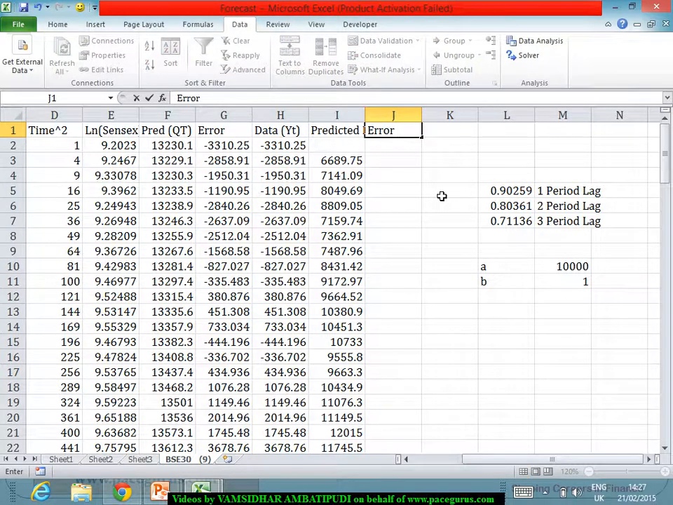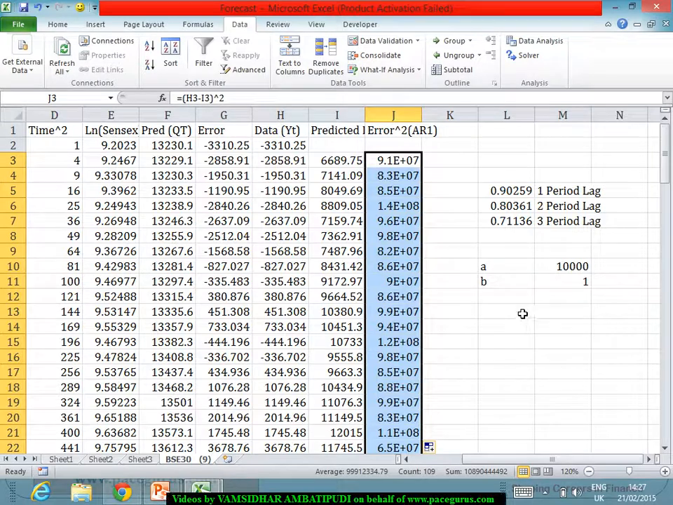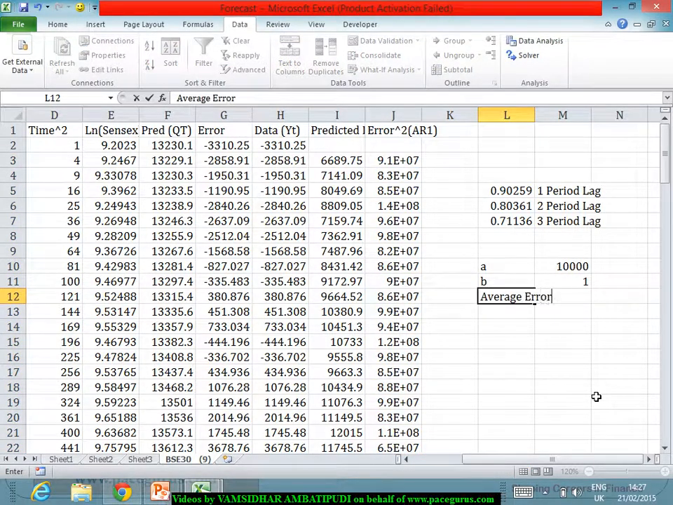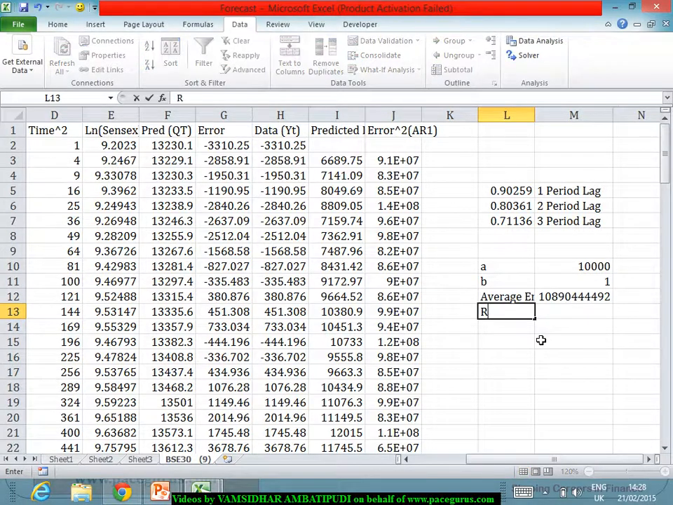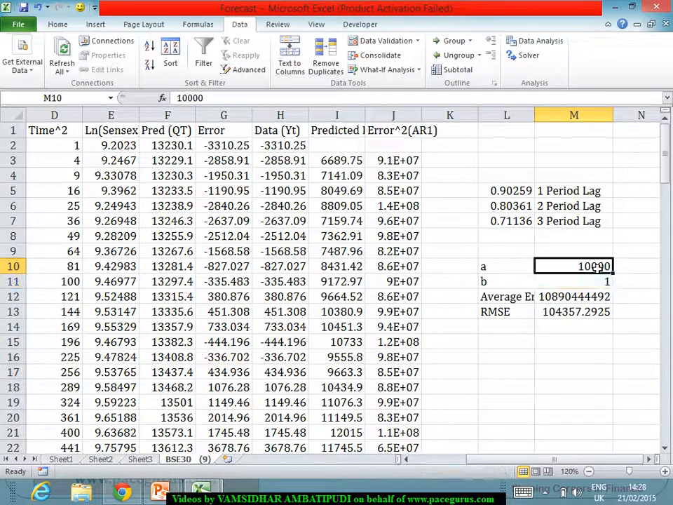Based on that, I'll try to find out my error squared using the AR1 model. The error squared is nothing but whatever was my actual minus the predicted, squared. The error squared comes out to be this, and based on that I can find out my average error. The average error is the summation of all these error squares, and I will call something the root mean squared error, RMSE, which is the square root of this number. This is my root mean squared error, and my intention is to minimize this by changing these two. Let the system change these two variables and finally arrive at this value to be the minimum.